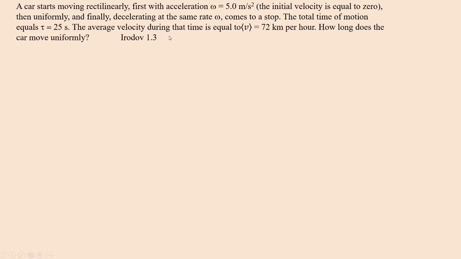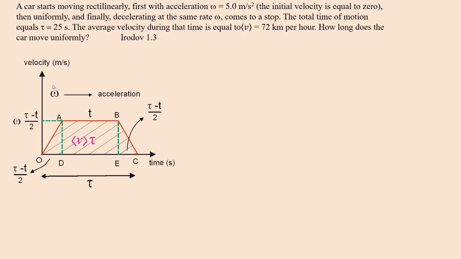The average velocity during the time is equal to 72 km per hour. This is V with this notation, which represents average velocity. How long does the car move uniformly? Problem 1.3. The whole motion of the body can be graphed like this. Velocity on the y-axis, time on the x-axis.